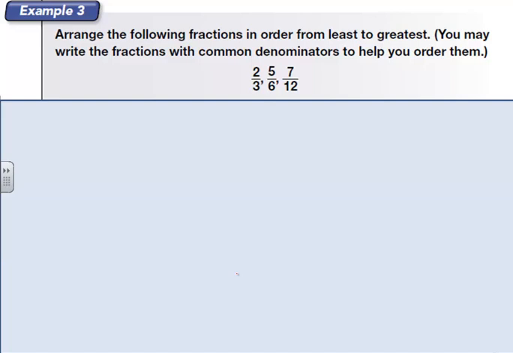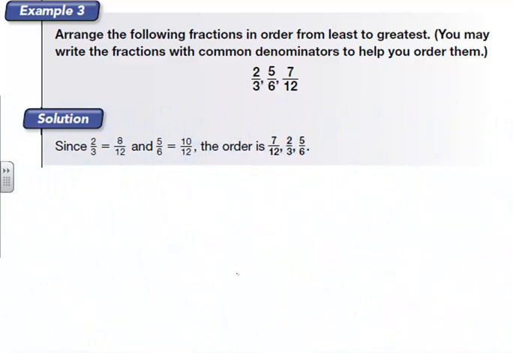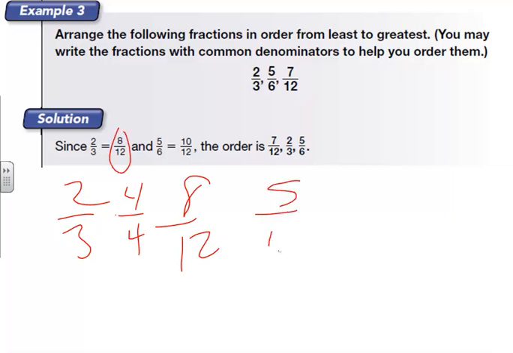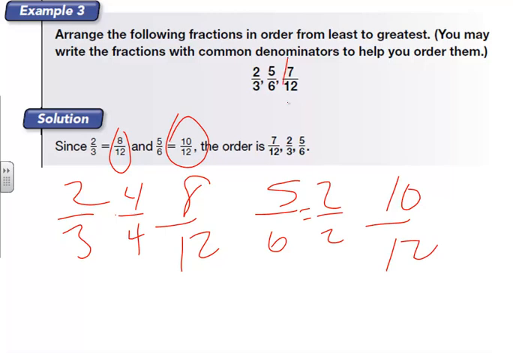Arrange the following fractions in order from least to greatest. You may write the fractions with common denominators to help you order them. I would do that. I'd write these all over 12. See if you can do it and see if you get the right answer. Okay, when we write them all over 12, 2/3, we know to get to 12, we've got to multiply that by 4/4. So that equals 8/12 right there. And 5/6, to get to 12, we've got to multiply that by 2/2. We know that equals 10/12 right there. So we've got 8/12, 10/12, and 7/12.